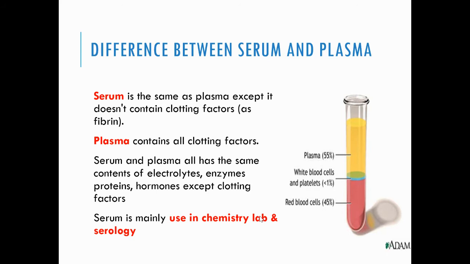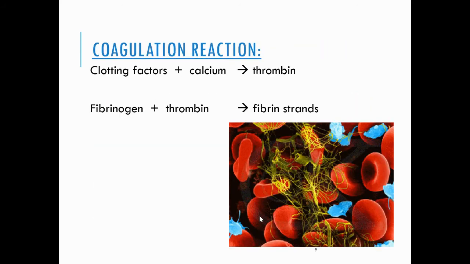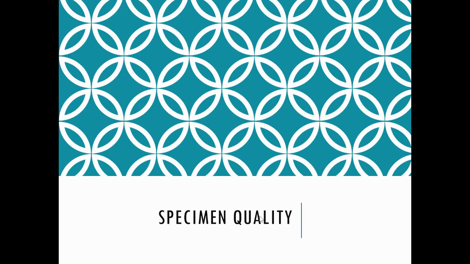Now for the next slide. So the coagulation reaction: clotting factors with calcium, okay, produce thrombin. Now fibrinogen with thrombin produces fibrin strands. Now specimen quality.